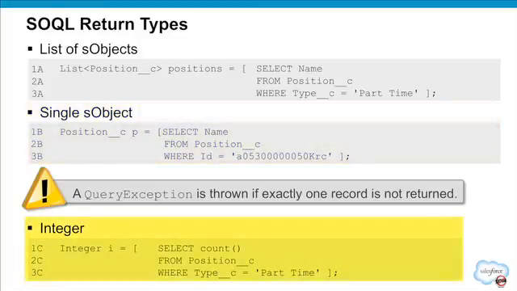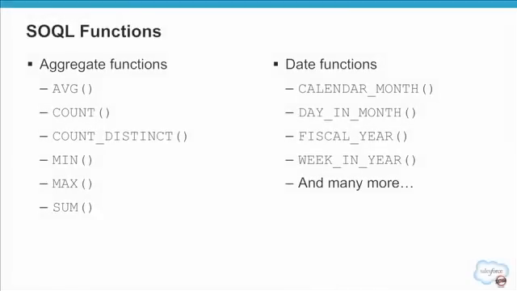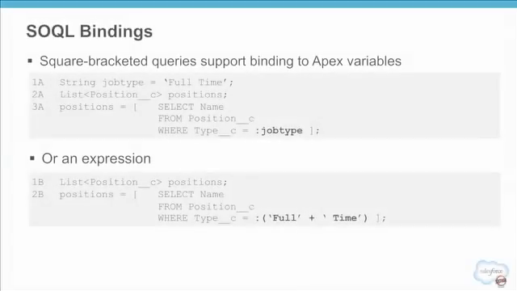The integer is when you perform a select count, and so here when we select count from position where type equals part-time, we get back the number of records that we found in the form of an integer. There are a bunch of SOQL functions which are available, so we can calculate subtotals, we can calculate averages and sums and so on, so we can have the database do a lot of the math for us.